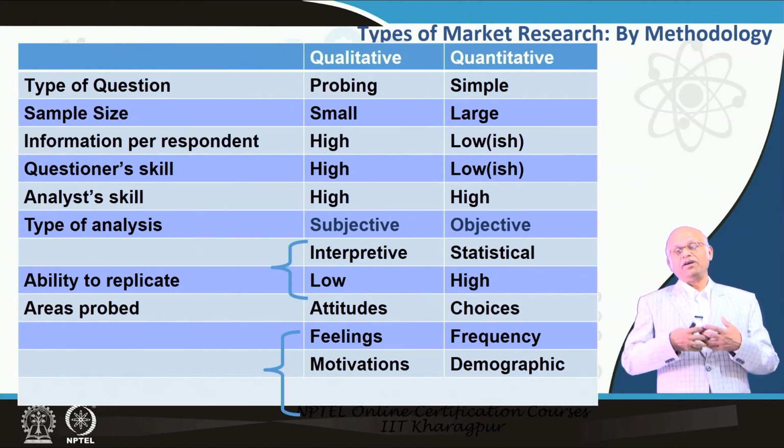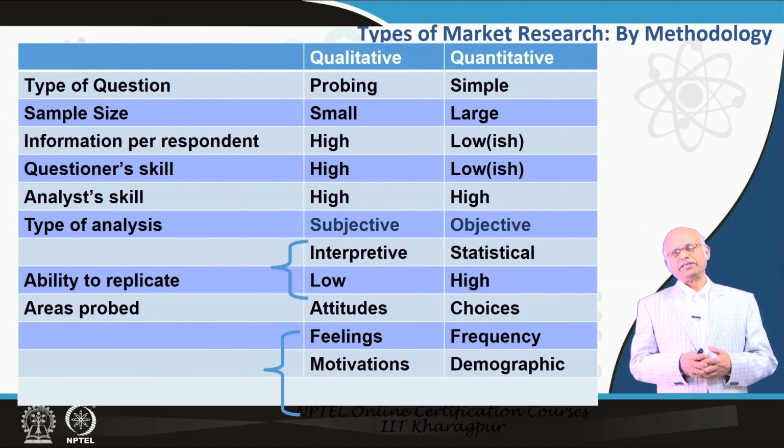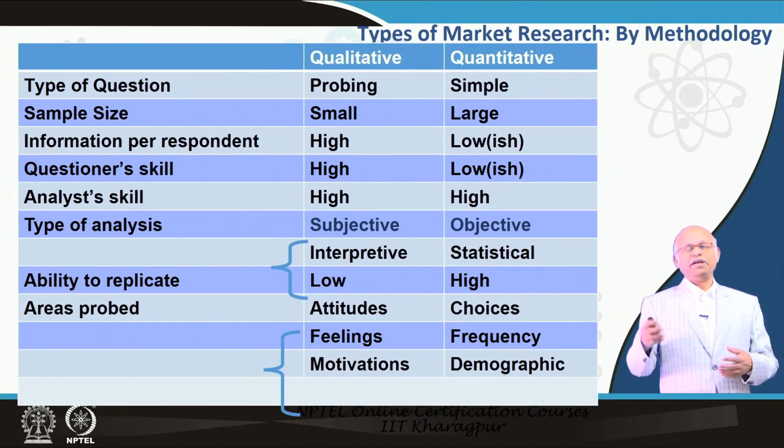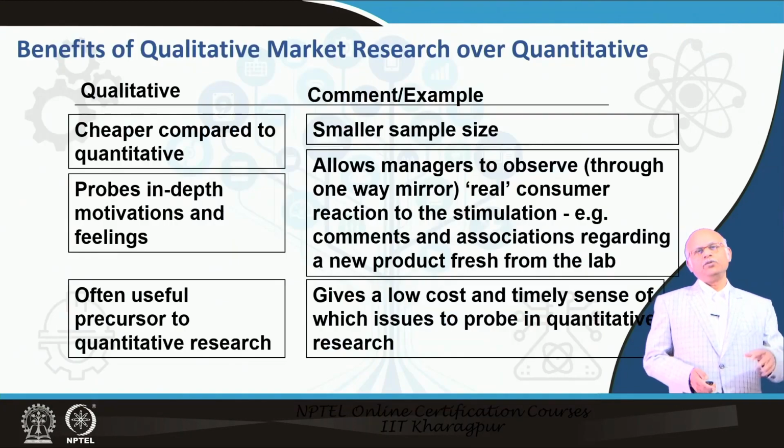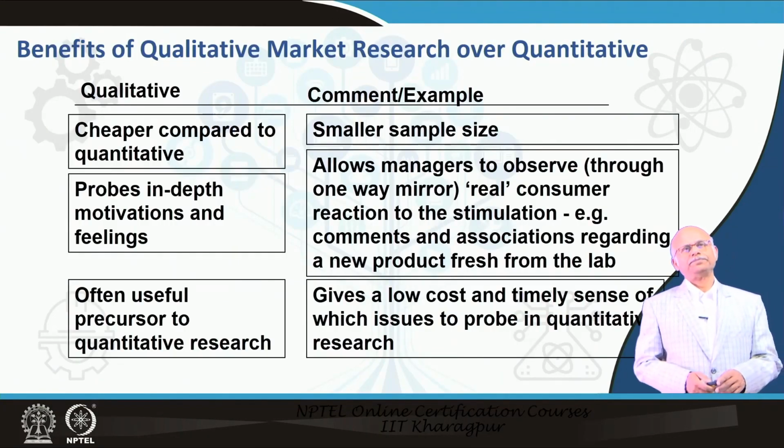The feelings, motivations, the attitude in qualitative are factors that you can guess, you can observe, whereas in quantitative you can observe their choices, their frequency, their demographics, all this information which will be contained in the questionnaire.